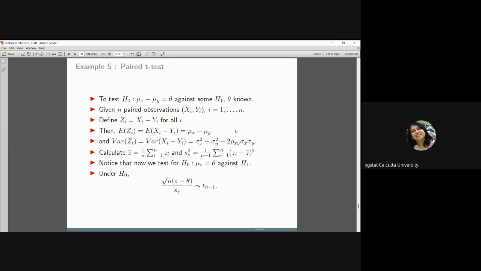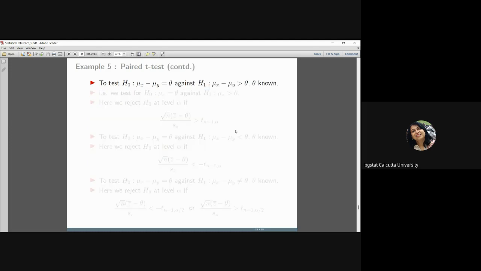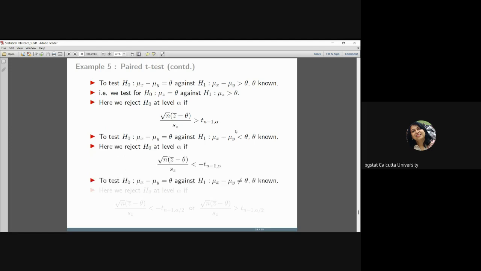Given x and y, I can calculate z and I can find the sample standard deviation. So this will follow a t distribution with n minus 1 degrees of freedom. I can construct my critical region for this statistic depending upon whether my alternative is theta positive, which is the same thing as saying mu x greater than mu y, theta negative, which means mu x less than mu y, or theta not equal to 0, which is mu x not equal to mu y.